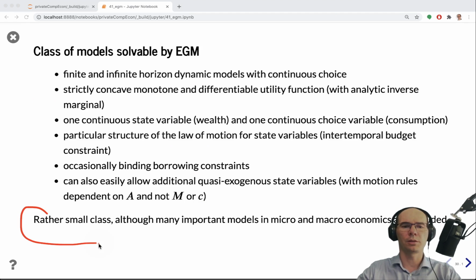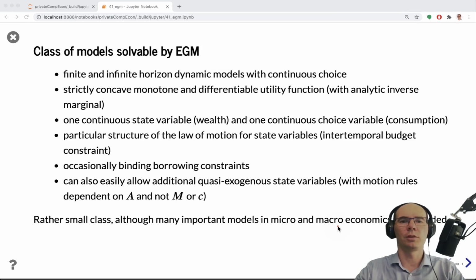And so you may think that this is a rather small class, but in fact it involves many important models from micro and macro, so all the growth models or income fluctuation models, they are part of this framework, or buffer stock models. And the fact that you can solve this in an instant, and I didn't show you any runtimes, we'll look at them in the next video, but you can really solve the consumption savings problem with EGM at the blink of an eye.